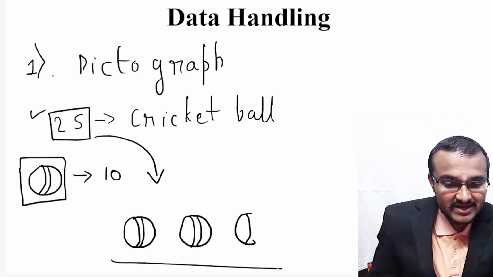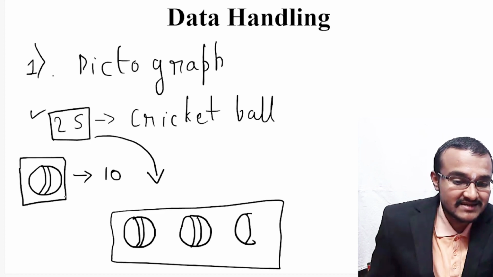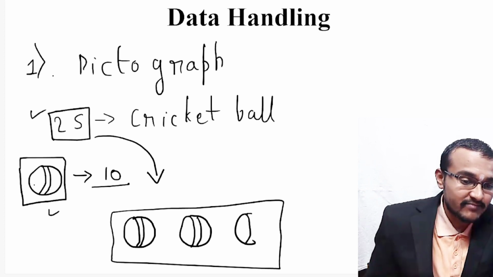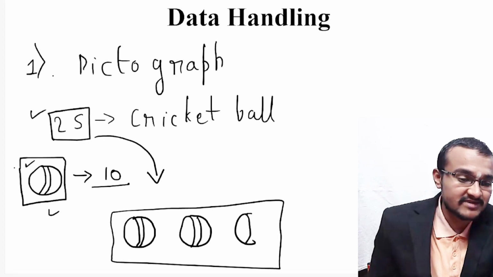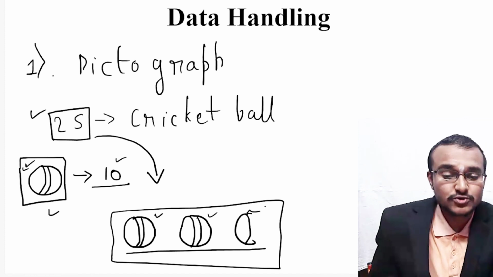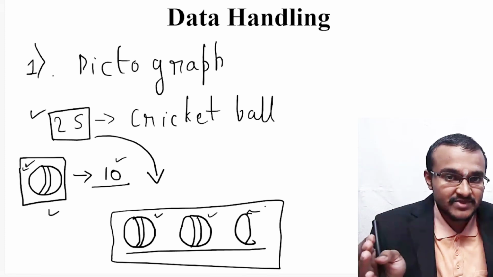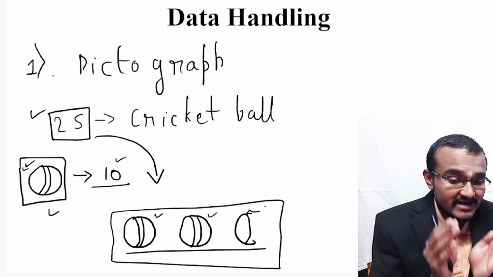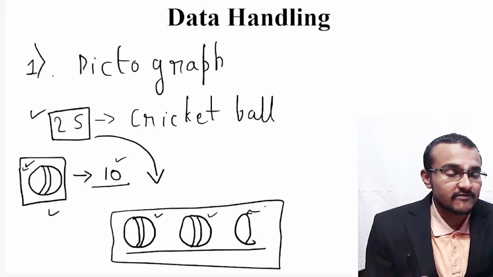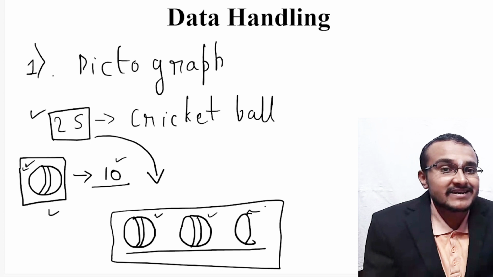So by looking at this particular graph and by looking at the number for one particular image, you can get information of how many balls are present. For example, if one image of this cricket ball is accounting for 10 balls and we have this graph, then that shows 10 plus 10 plus 5. So total 25 balls are there. So 2.5 such pictures of a cricket ball will account for 25 balls.